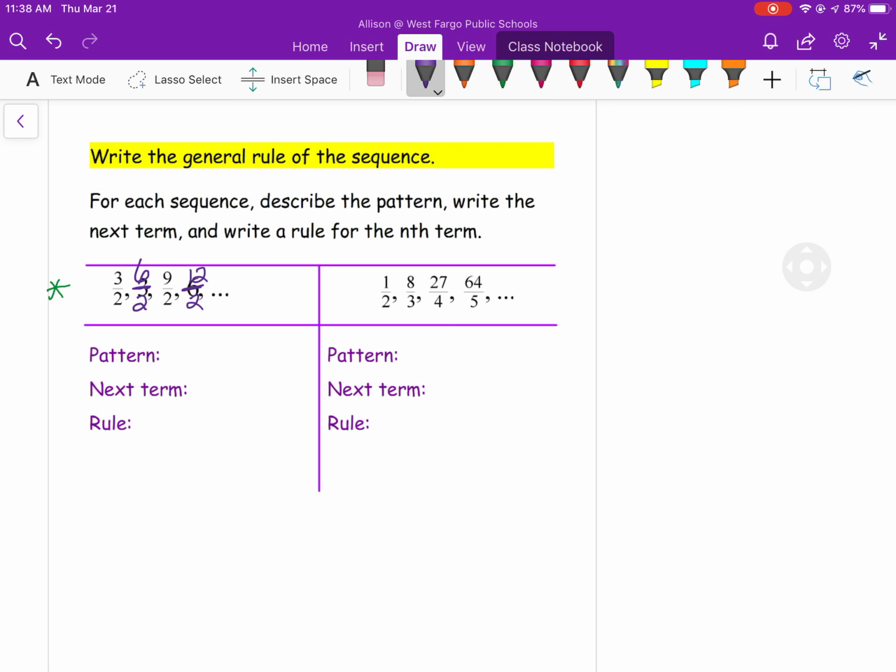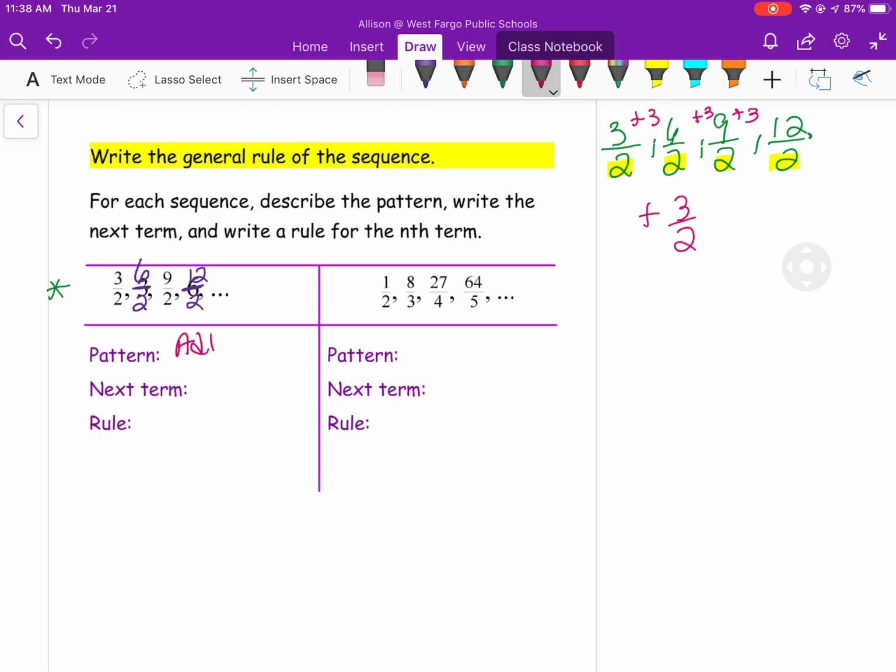If I change it back into fraction form, now I'm going to write this pattern over up here to the side. 3 halves, 6 halves, 9 halves, 12 halves. Now I can see that the 2 is staying the same in the denominator. And so really, we're adding 3 on the top, adding 3 every time. Or in fraction form, we're adding 3 halves every time. So that's my pattern. I'm adding 3 halves each time.